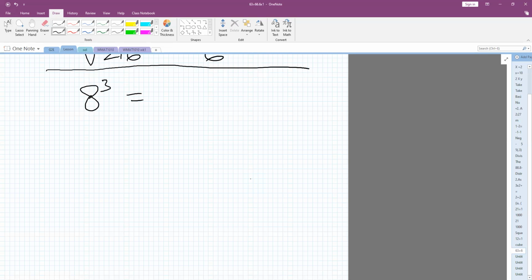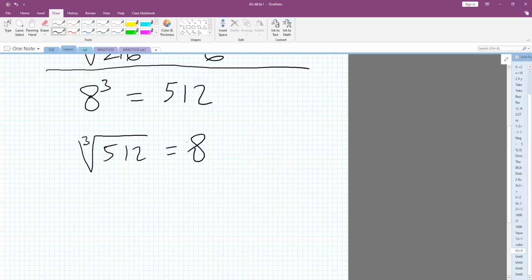So I just double this, which makes 256, and then I add that with 256. Very good. Which gives you 512. So 8 cubed equals 512. Now, what is the cube root of 512? 8. It's 8.